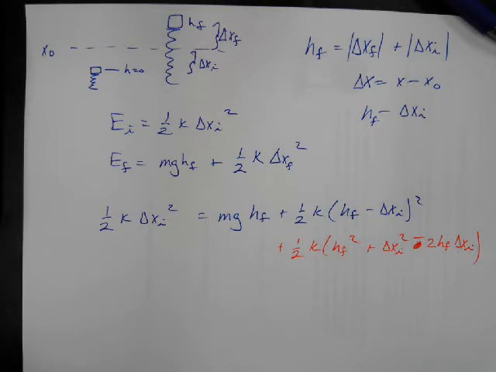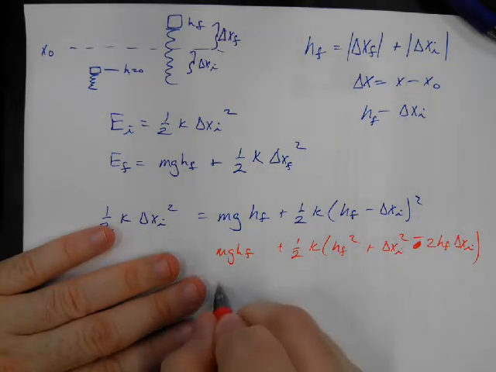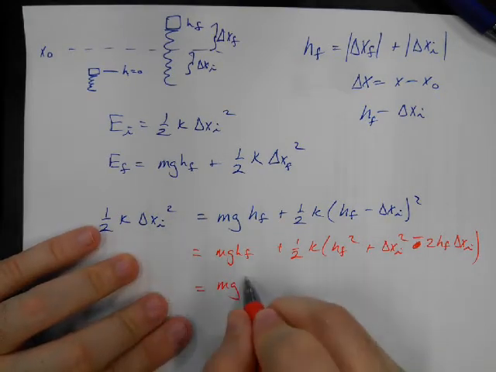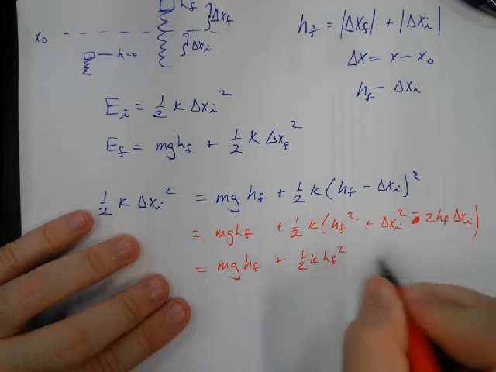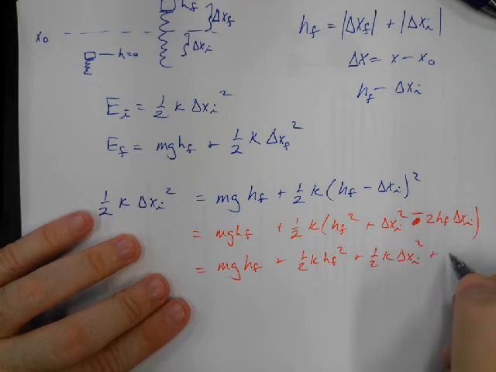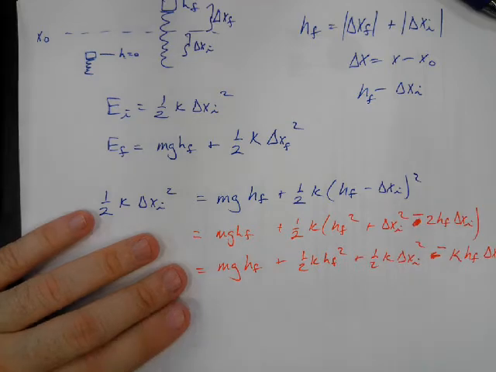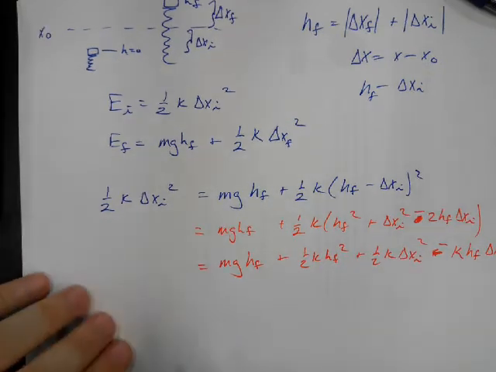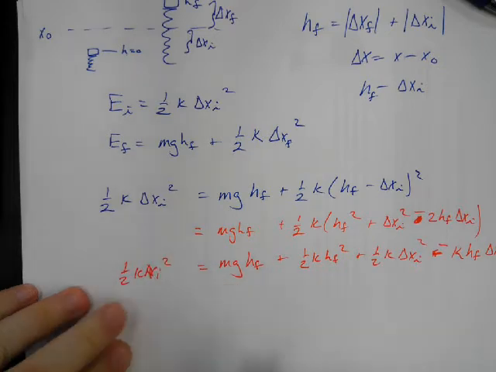we'll also put mg h final. So we'll separate this a little bit more. So mg h final plus 1/2 k h final squared plus 1/2 k delta x initial squared plus k, so 1/2 and 2 cancel, we'll make it a minus sign, h final delta x initial. So the other side is going to be 1/2 k delta x initial squared. And so that appears on both sides.